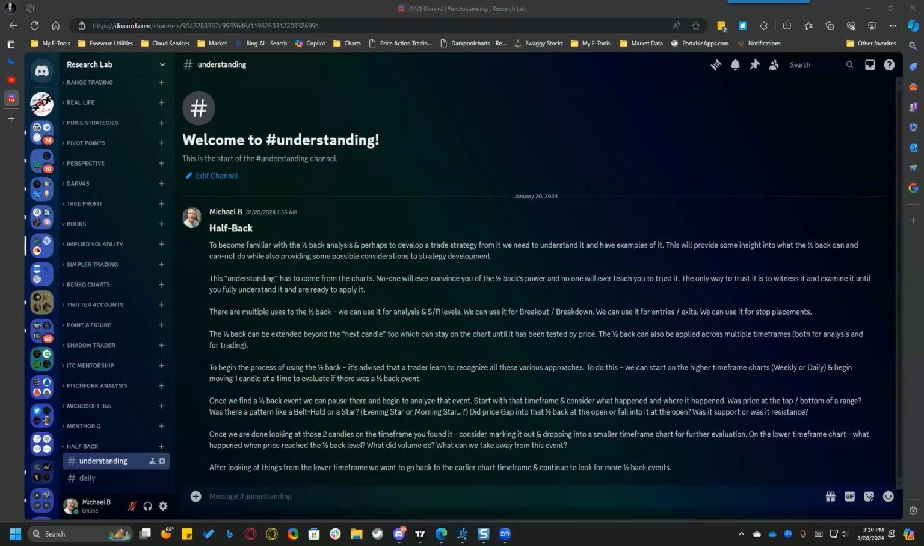So today we're going to talk about the half back. I got a little bit of a write-up here that I put together. We'll go through this first, and then I'll show you some examples. So to become familiar with the half back analysis, and maybe to develop a trade strategy from that, we need to understand it and have examples of it.